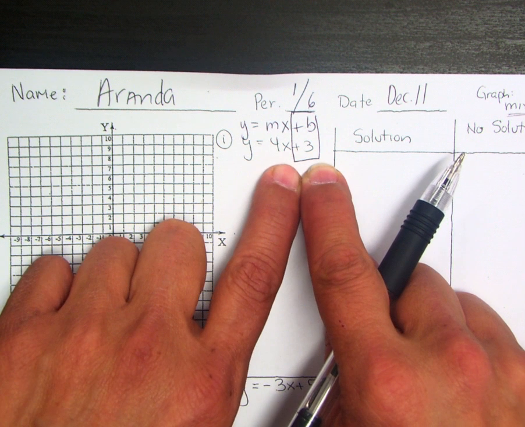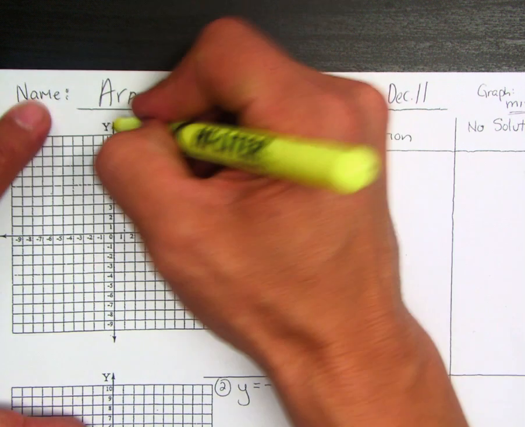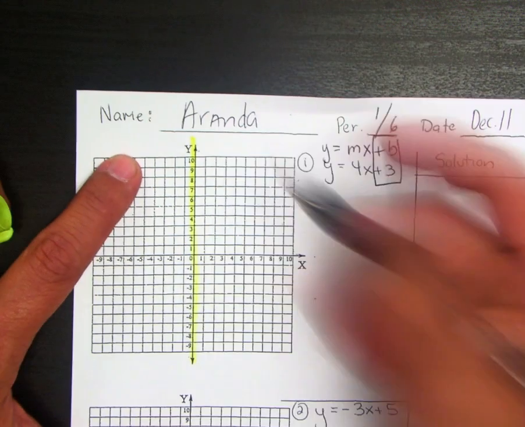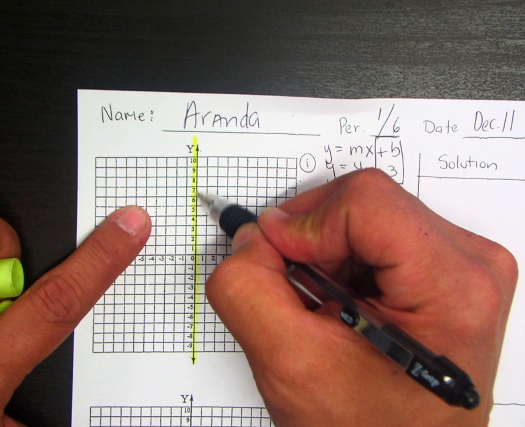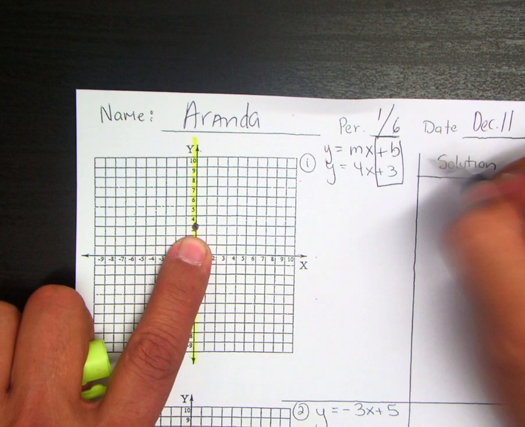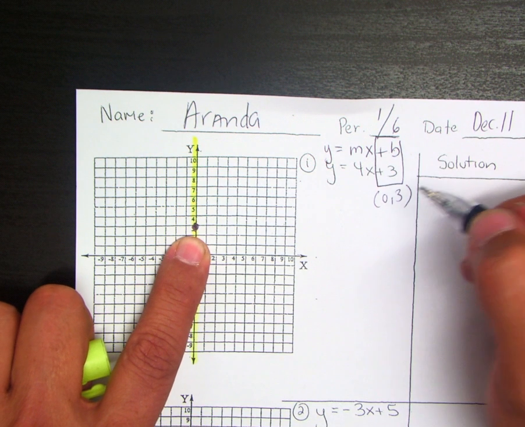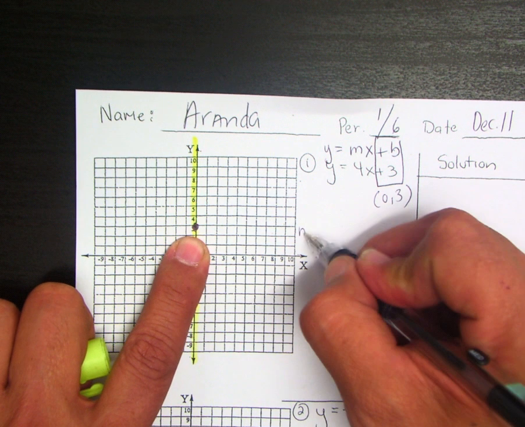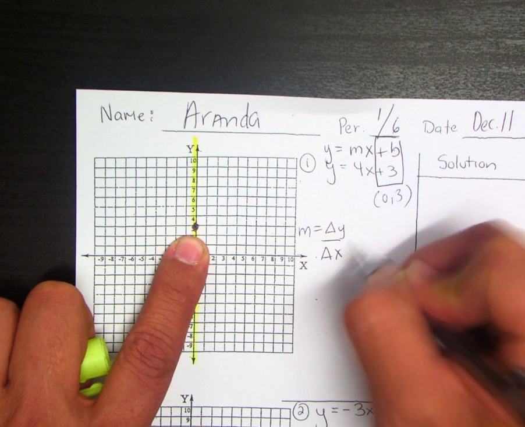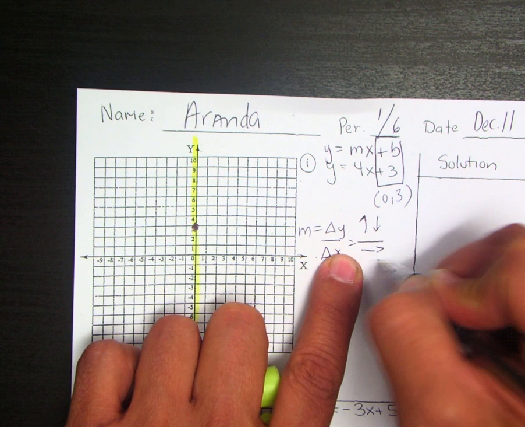So basically, my starting point will be on the y-axis, right here. I'm looking for positive 3. So where is it? It's right there: 3, positive 3, which is (0, 3). All right? So now I need to move. You're going to go up, down, right, or left.